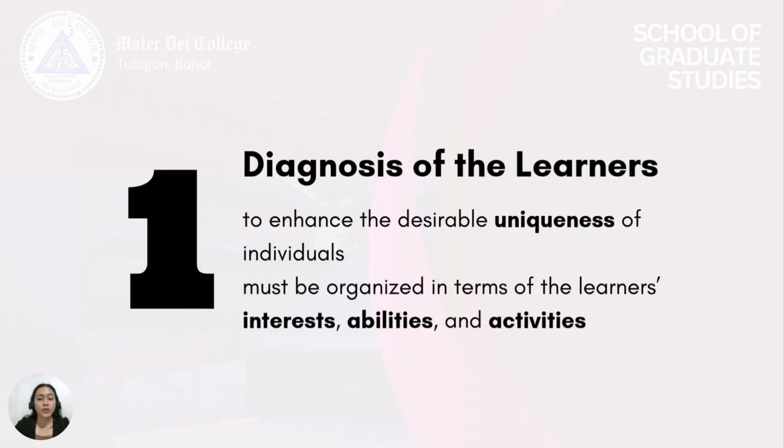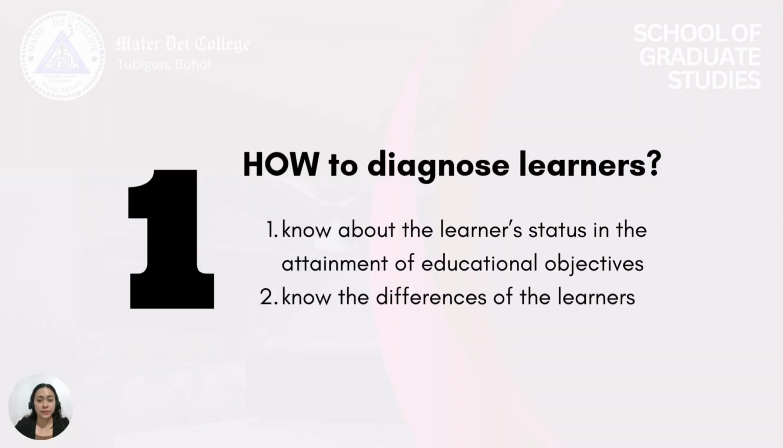Let us know how to diagnose learners. 1. Know about the learner's status in the attainment of educational objectives. This includes their cultural backgrounds, motivational patterns, and content of their social learning.